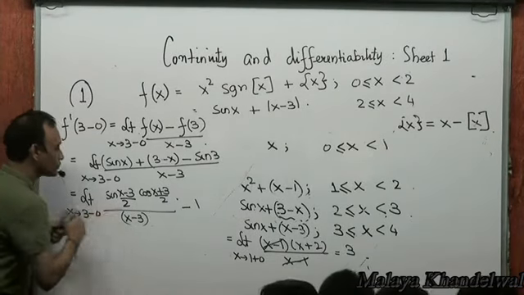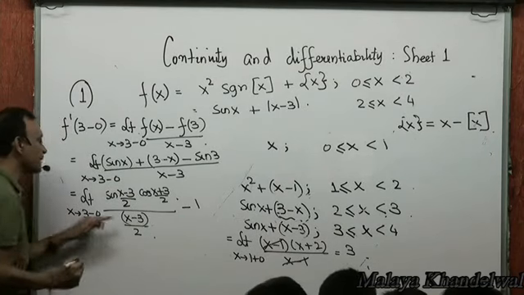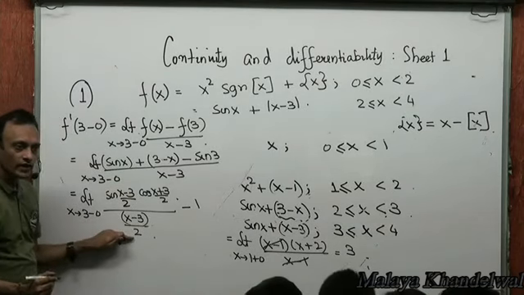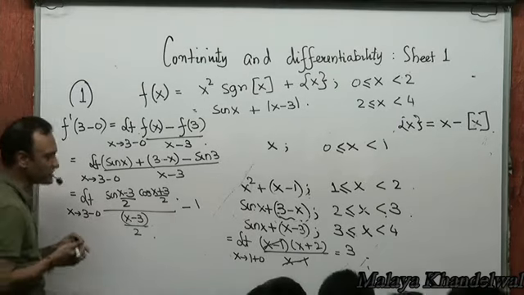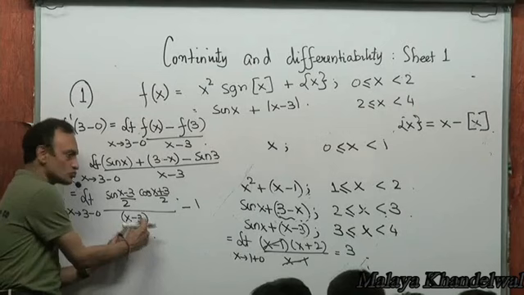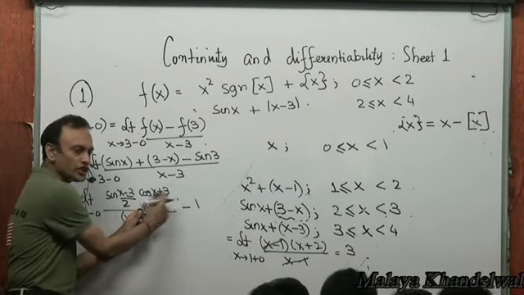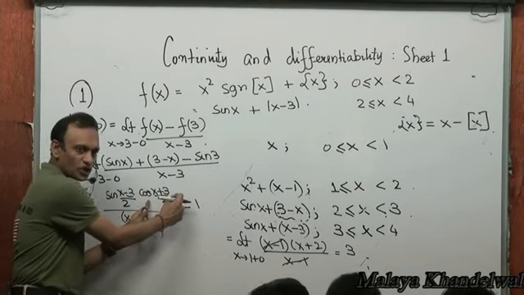Now this 2 I can place here. As x tends to 3, (x minus 3)/2 tends to 0. So this is like sine theta by theta; as theta tends to 0, this is going to be 1. And as x tends to 3, this will tend to cos 3. This will become cos 3, yes or no?